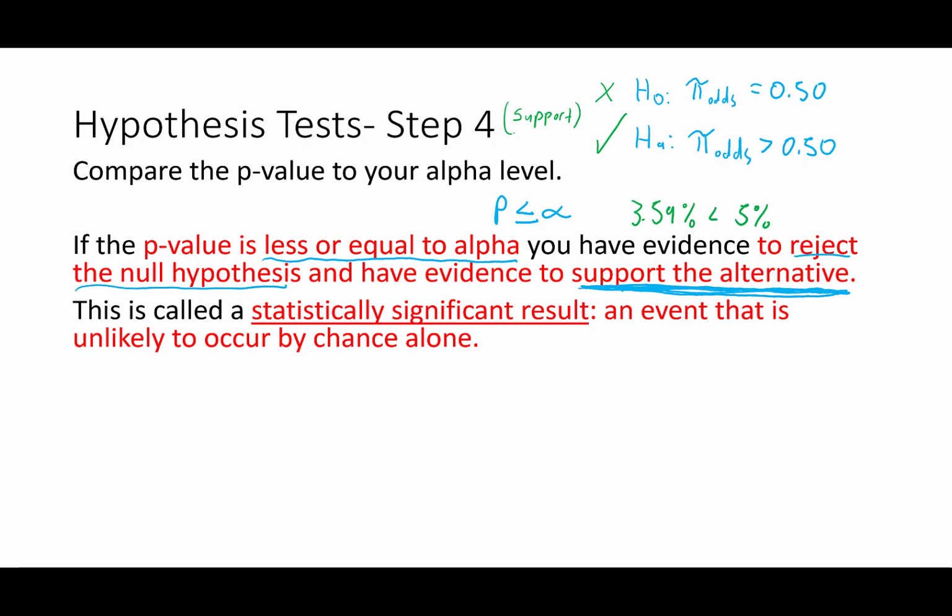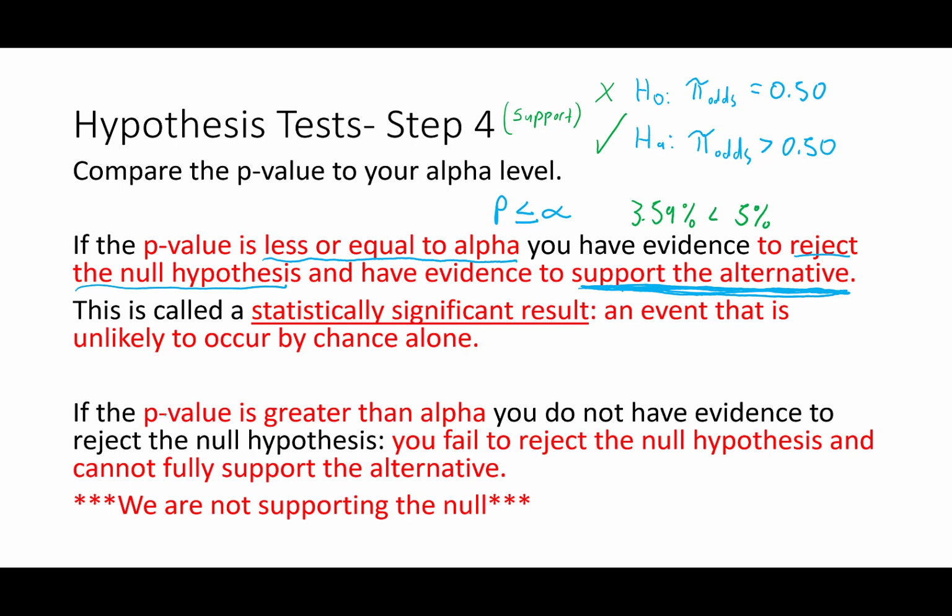The other scenario is this. When our p-value is greater than alpha. So I'll write p-value greater than alpha. The reverse. What we say is we fail to reject the null hypothesis. And more importantly, we don't have enough evidence to fully support the alternative. We say this weird, almost double negative in statistics. We fail to reject the null hypothesis and cannot fully support the alternative.